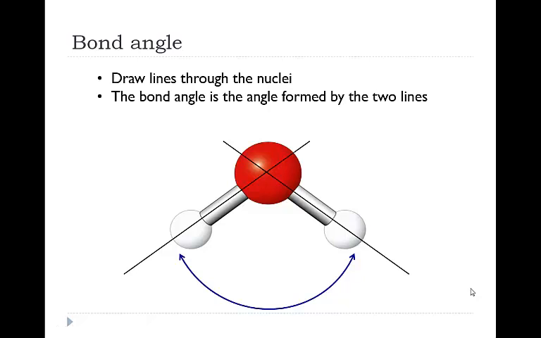We can also define the bond angle. If we draw lines through the nuclei, as we see here, the bond angle is the angle formed by the two lines.